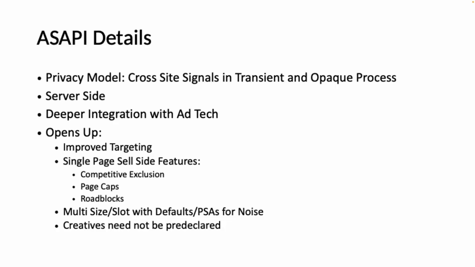So what this has opened up for us is a few things, and just to go through a couple. So, improved targeting, right? If you can mix those signals in an opaque and transient process, then you can target more effectively. On the sell side, right now on the Privacy Sandbox side, you're evaluating one ad at a time, score ad, return a number, highest one wins. That prevents you from doing things that we're all used to on single page calls: competitive exclusion, page caps, roadblocks, a couple other things. So we want to enable, or we are enabling that with this, again, slightly different model.